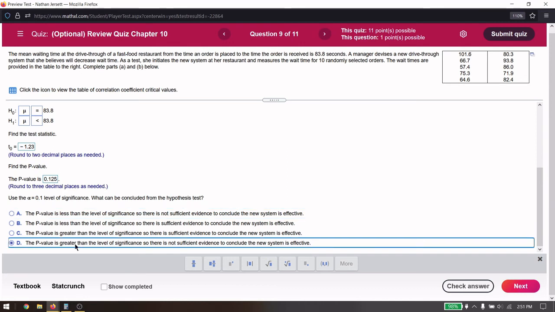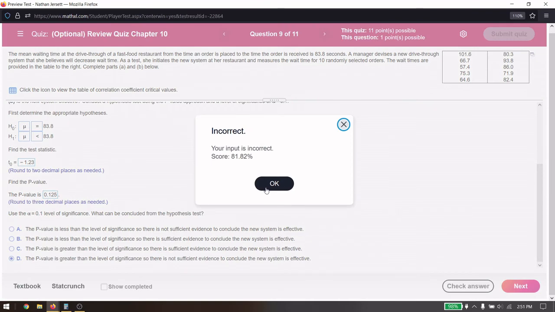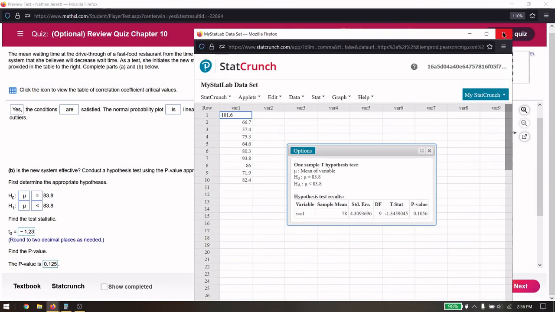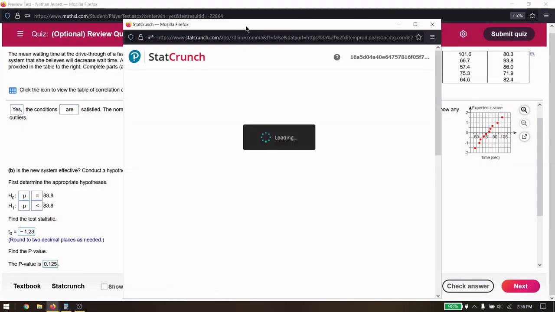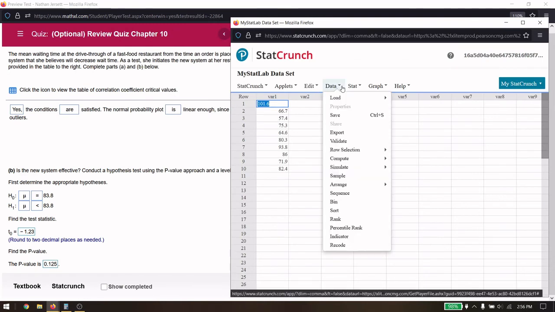I was about to do something different. Okay, p-value is greater than. There's not sufficient evidence to conclude this new system is effective. All right, that should be all correct. All right, let me just see what I did wrong. Okay, I'm not really sure what happened there. I did the same thing, I think.